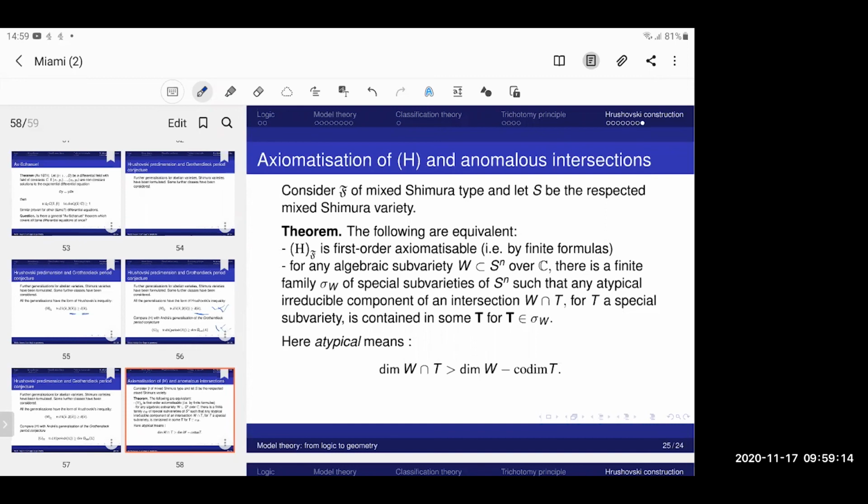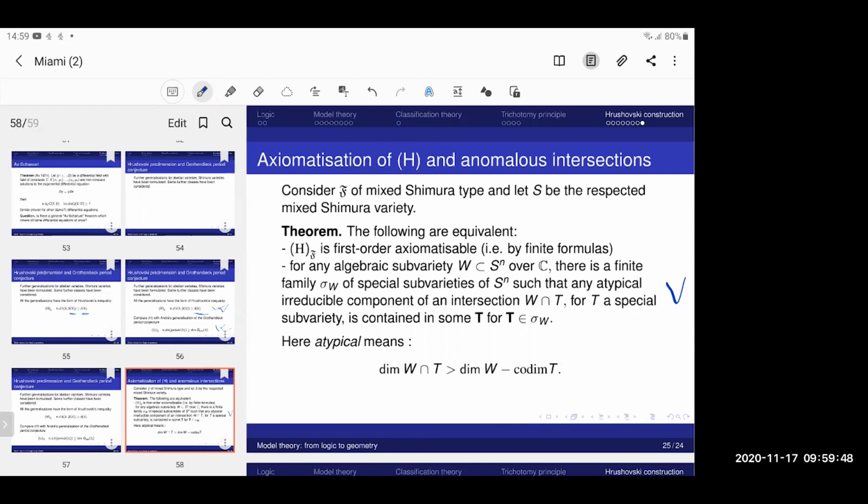And this requires some strong uniformity. And this uniformity is really a statement about anomalous intersections. And this is how we on the model theory side came to think and ask about this problem of anomalous intersections.